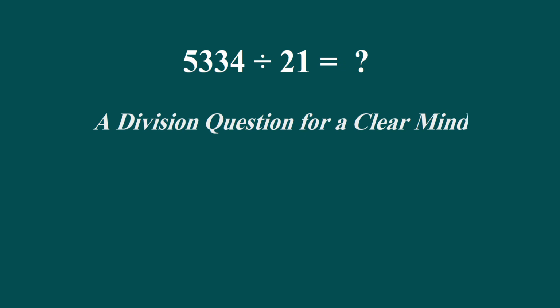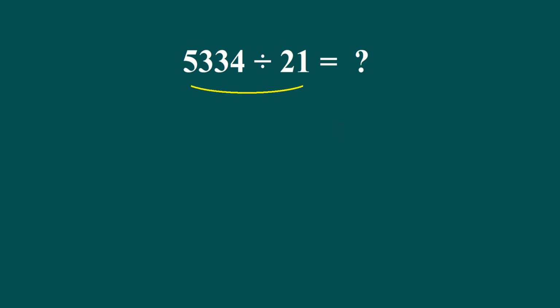In this bonus episode, we want to calculate 5,334 divided by 21. To do this, we change this horizontal division sentence into the standard algorithm.